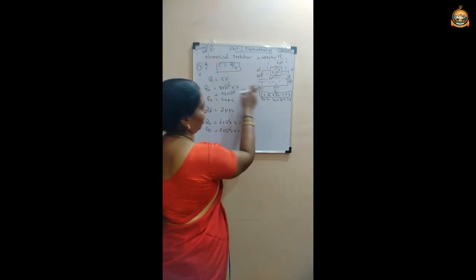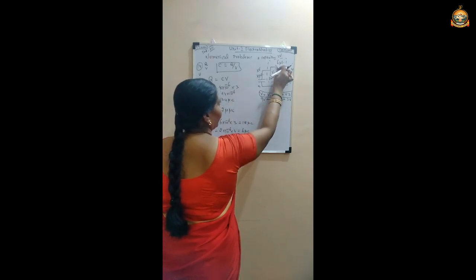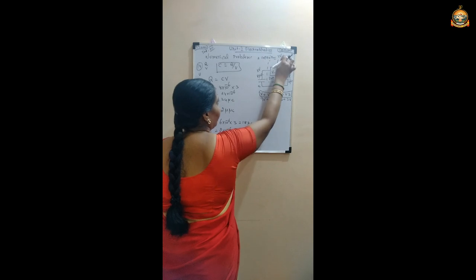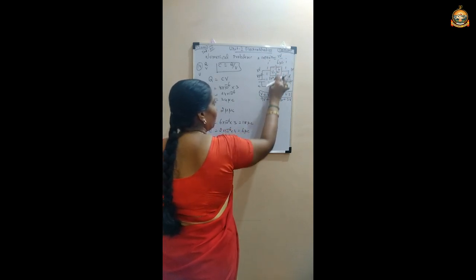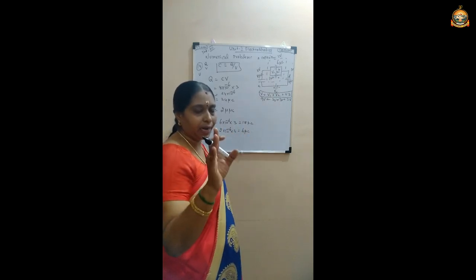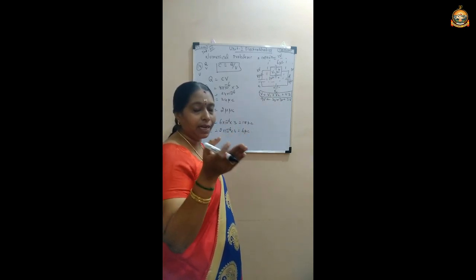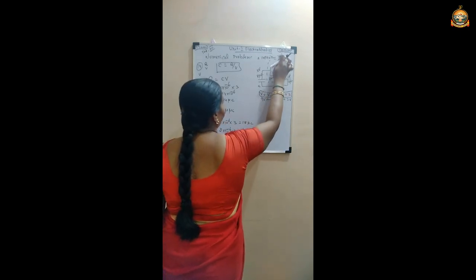After that, now what is the potential here? 3 volts. What is the potential here? In the entire circuit it is 3 volts, because these are connected in parallel. Once the capacitor is connected in parallel to the battery, the potential in each capacitor remains constant. So what is there, 3 volts, isn't it? So here also there will be 3 volts.